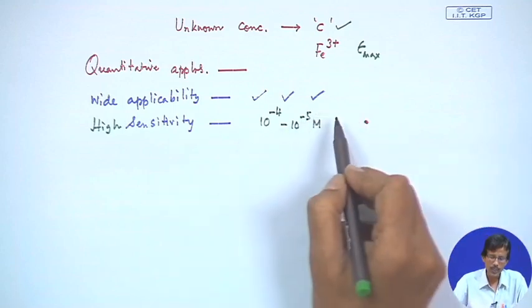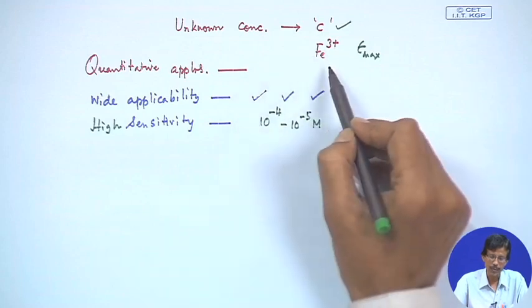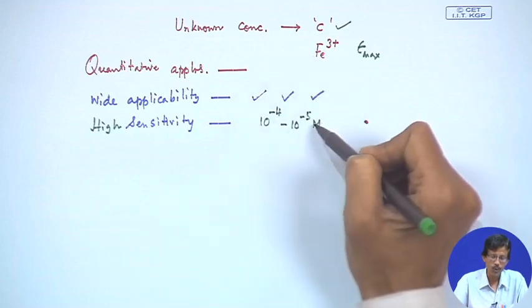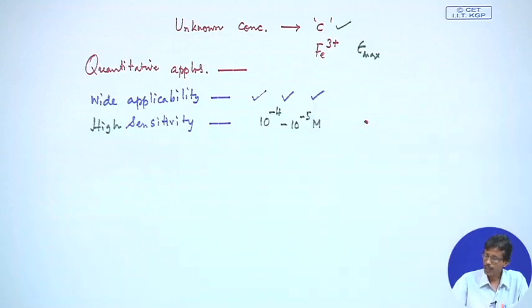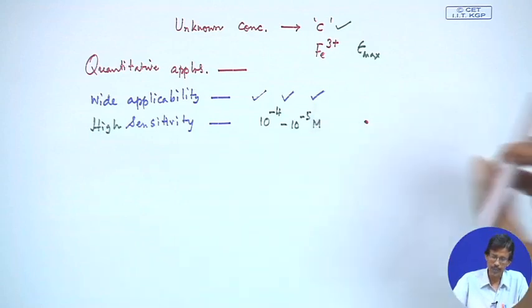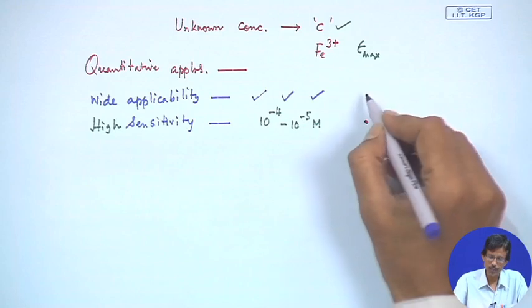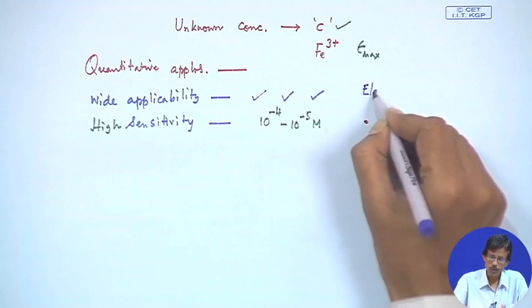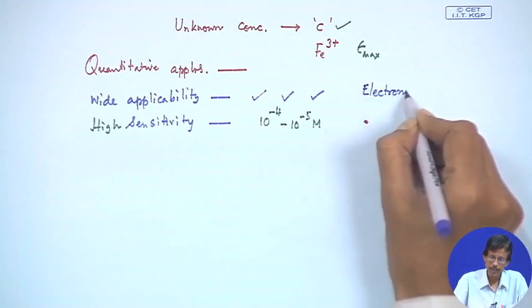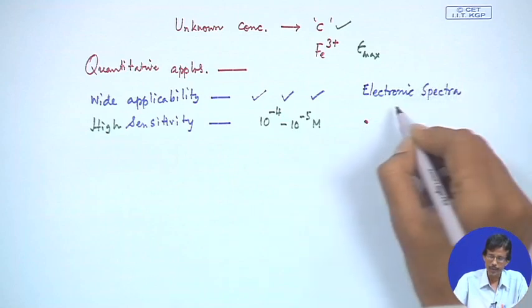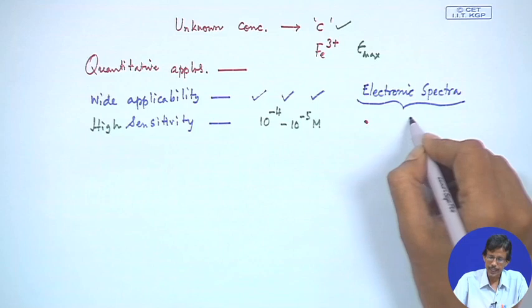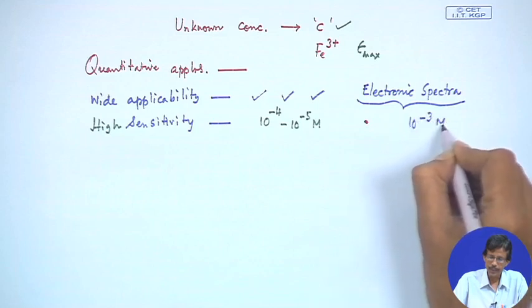Occasionally it is not so easy. Only if you have a charge transfer transition can you go down to a 10 to the power minus 4 to 10 to the power minus 5 molar solution. Otherwise, in most cases, when we want to measure electronic spectra, the solution we prepare is in the range of 10 to the power minus 3 molar.